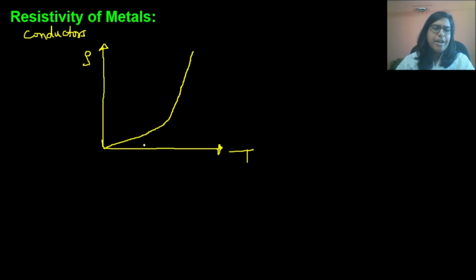So at lower temperature the graph is not a straight line. You can see it is a curved line. But at high temperature it becomes almost a straight line. And for semiconductors, resistivity decreases with temperature.